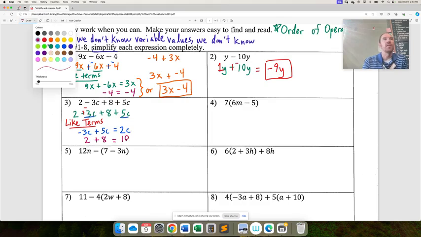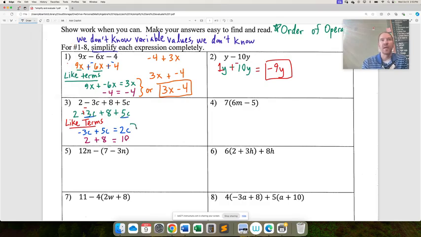Now, in my opinion, the hard part's over, but we just have to put things back together. I have 2 carrots and I have $10. And we're done. It's not 12c. It's not 12 carrots. It's 2 carrots and $10. Again, if you wanted to say 10 plus 2c, you could do that. I don't care which you do first, but most people would put the variable first. Okay.